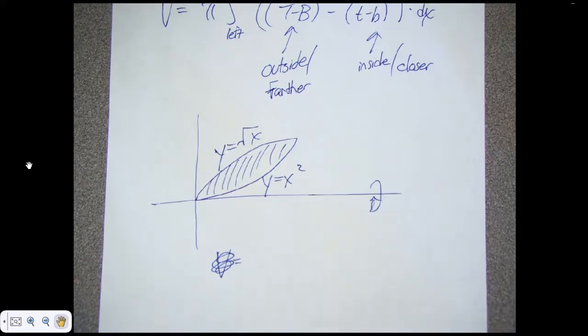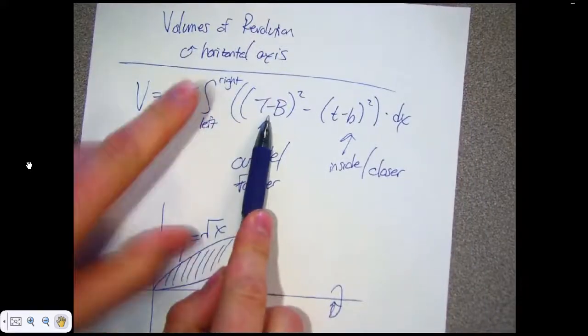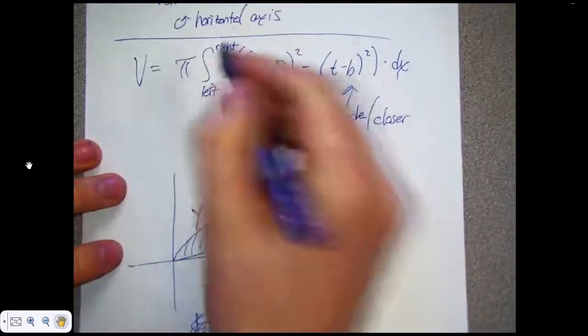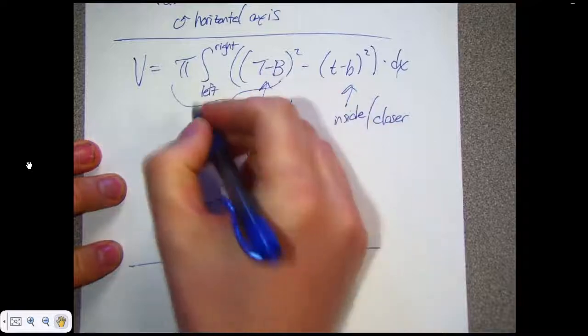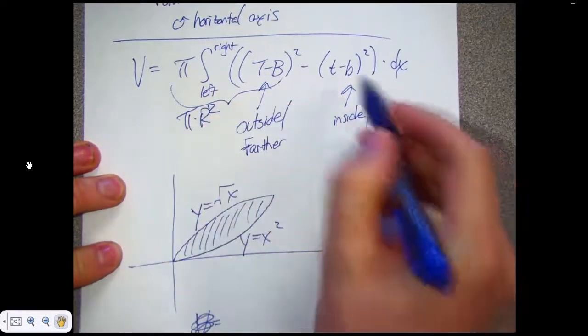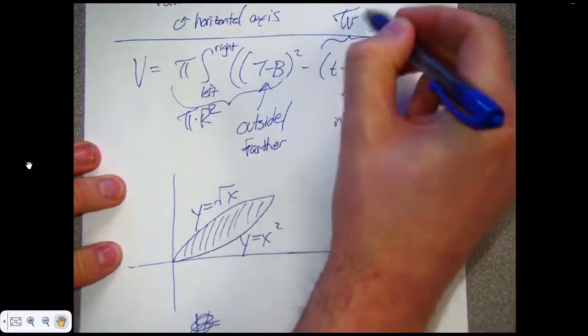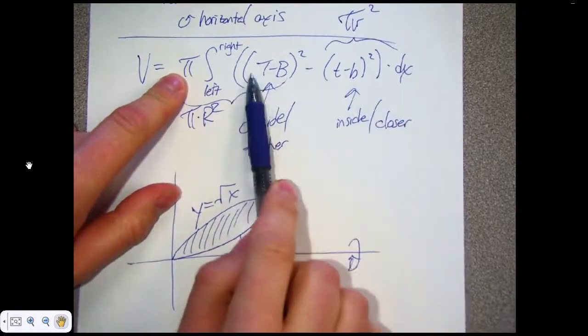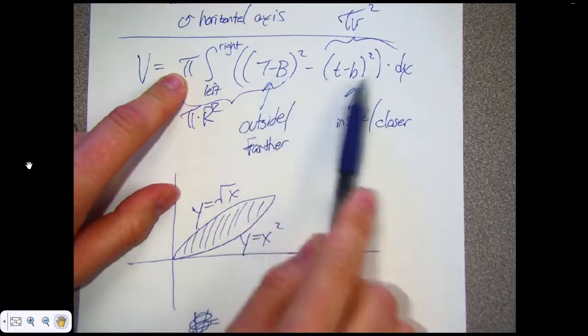So that is why this is just pi times the big R squared, and then this is pi times the little r squared. You're just doing pi r squared minus pi r squared. That's all this is. The radius is going to be the distance, which is the top minus bottom.